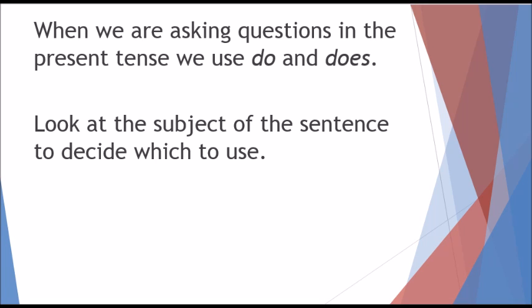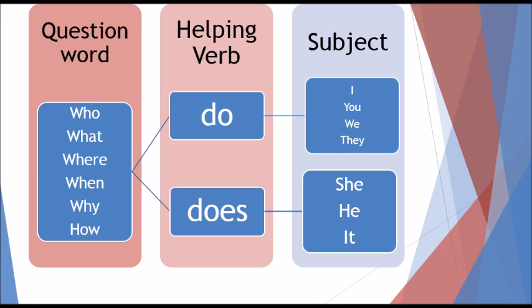But how do we know when to use do and when to use does? One way to figure it out is to look at the subject of the question being asked. As you can see, when the subject is I, you, we, and they, we use do. And when we're asking a question about she, he, and it, we use does.